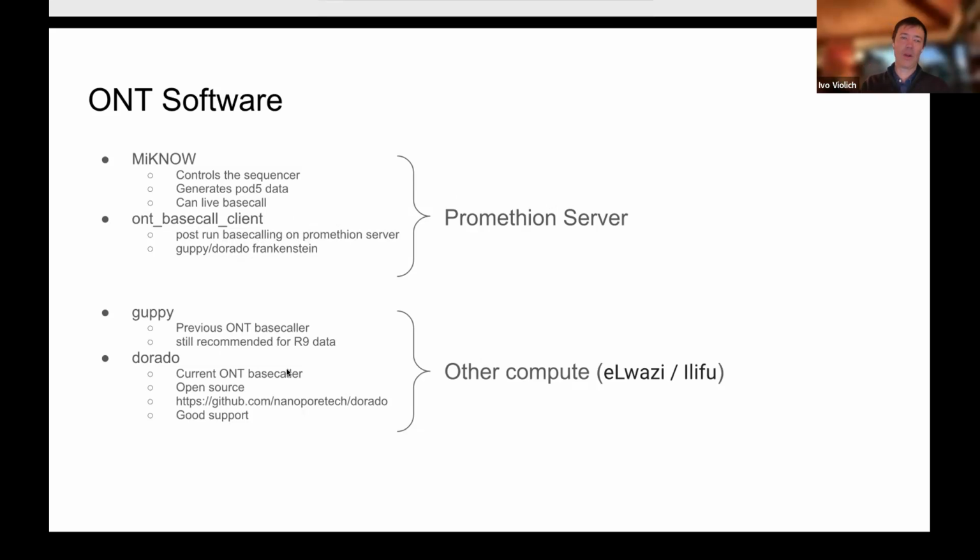And then if you do want to base call off of the PromethION server, you can use Guppy, that's the old base caller, or for newer data, you'd use Dorado. That's the current base caller. It's open source, which is a departure. With Guppy, you used to have to sign up and download it from ONT. But there's a really great GitHub repo with Dorado in it, and that's great support. So this is how we would base call on outside compute, or outside of the PromethION.